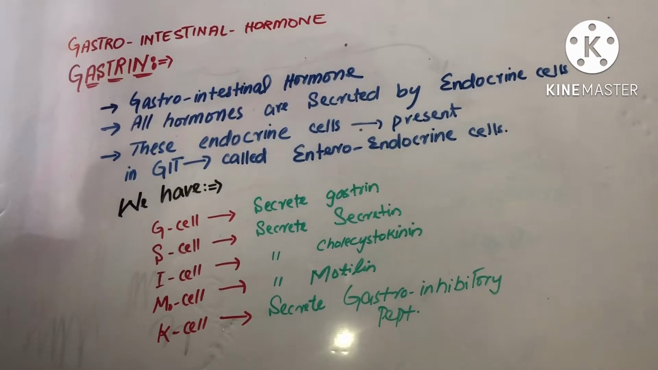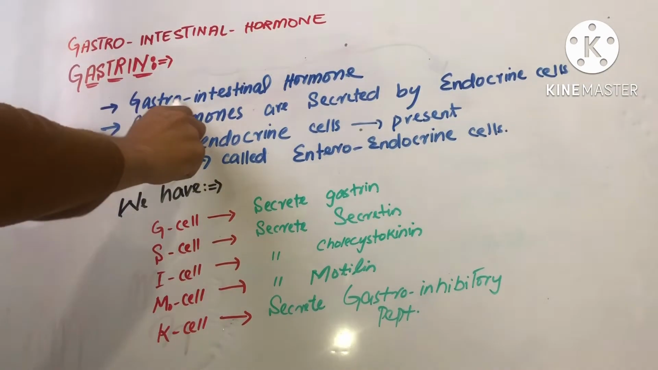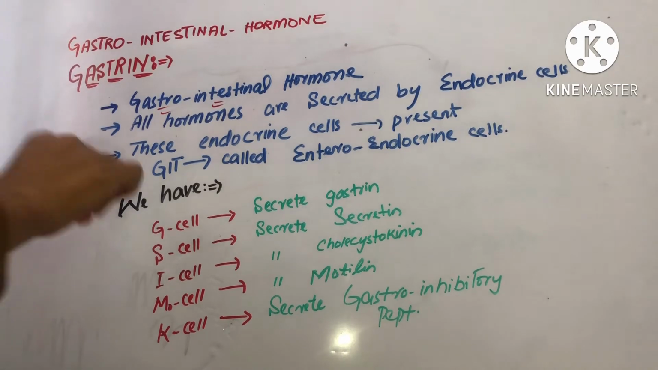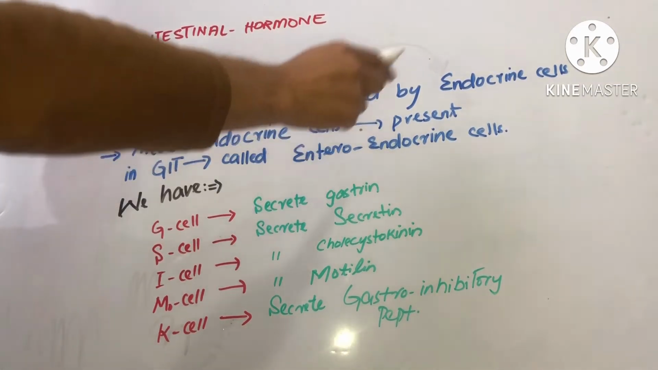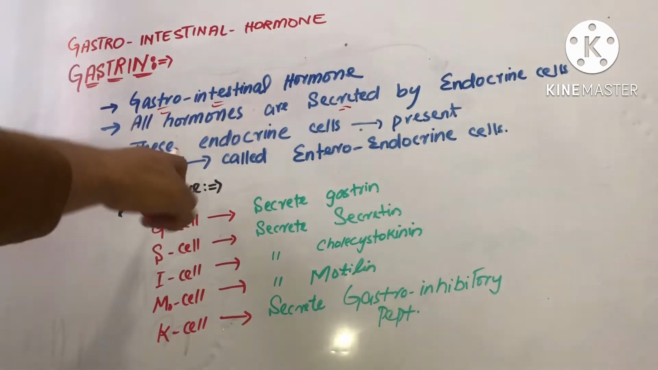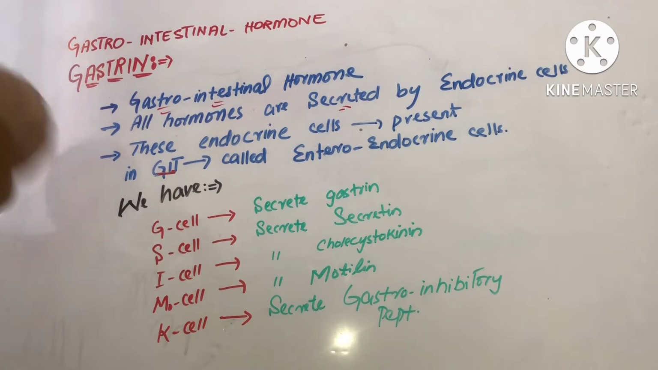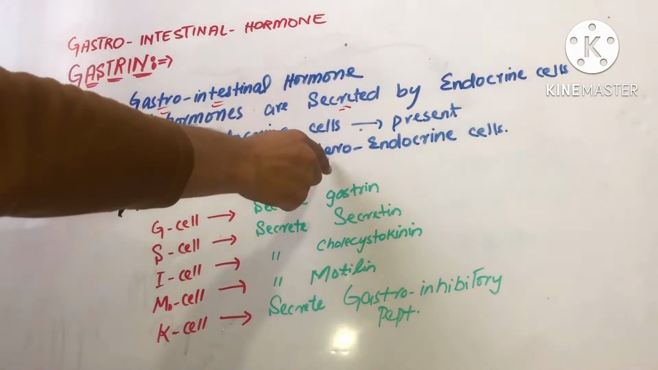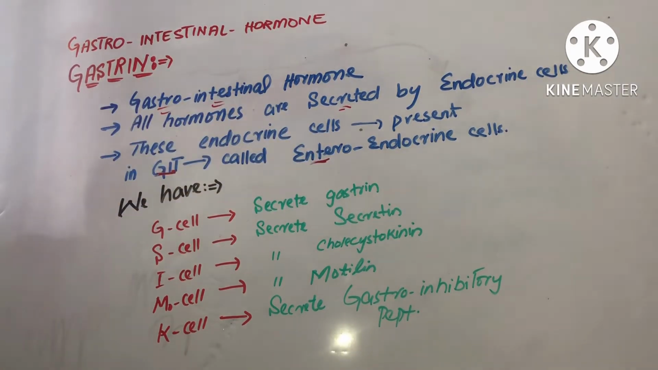Now we are going to start with gastrin. So gastrin is a gastrointestinal hormone. All these hormones are secreted from endocrine cells, and these endocrine cells are present inside the GIT tract. That is why these endocrine cells are called enteroendocrine cells.